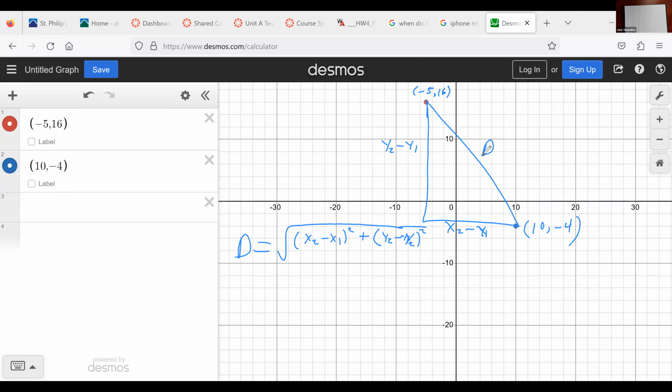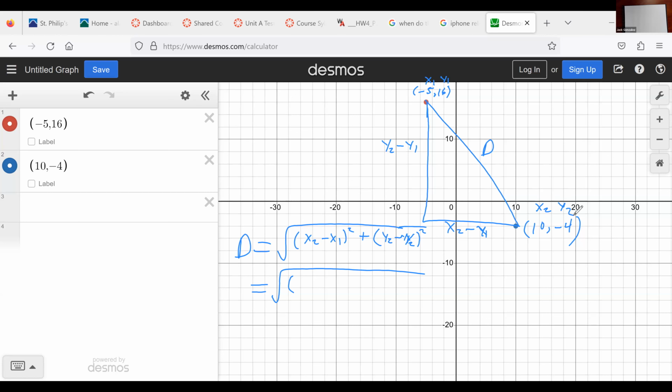You don't have to memorize all that. I just want you to see where it comes from. So all you got to do to solve it is plug it in. Let's call this, it doesn't matter which one you call which, but just stay consistent. This is x1, y1, x2, y2.